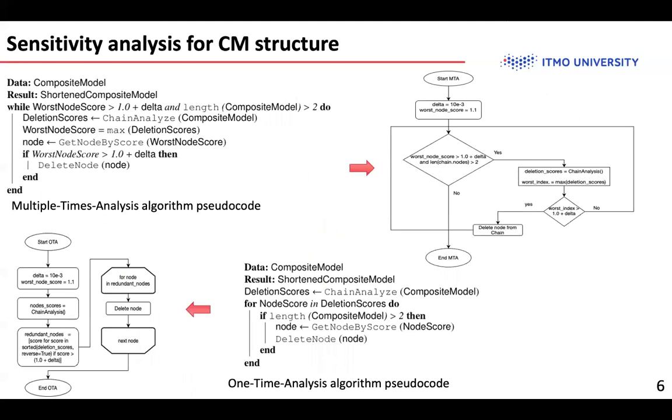Using this index, we propose algorithms to allow reducing the complexity of pipelines by iteratively removing the least important operations. The multiple times analysis algorithm on the top of the slide indicates that the analysis is held every time after the worst node deletion found in the previous iteration.